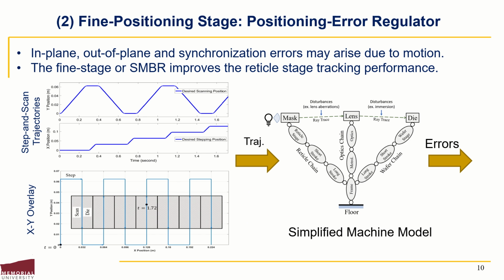Under step and scan trajectories, in-plane, out-of-plane, and synchronization errors may arise. The proposed stages should be able to manage at least some of them. The fine stage, or Smbr, improves the reticle stage and provides additional degrees of freedom.